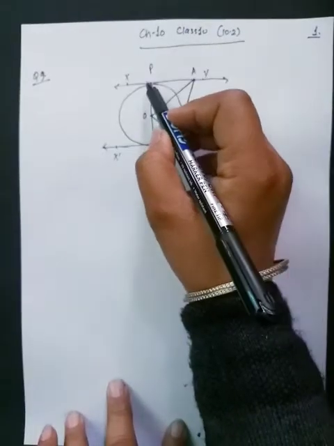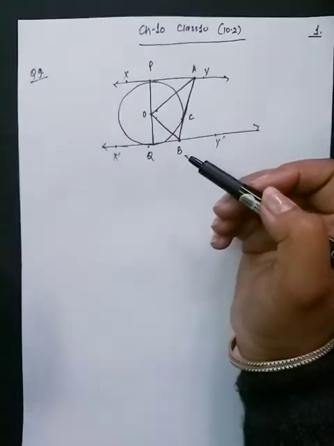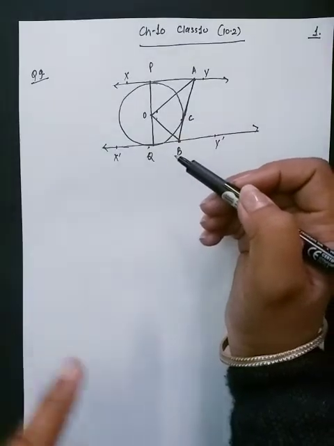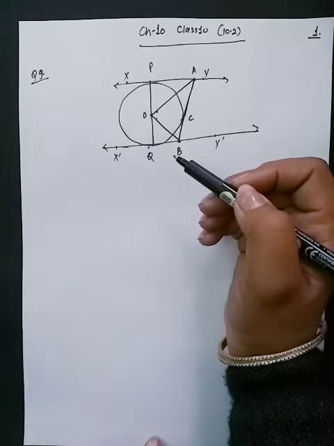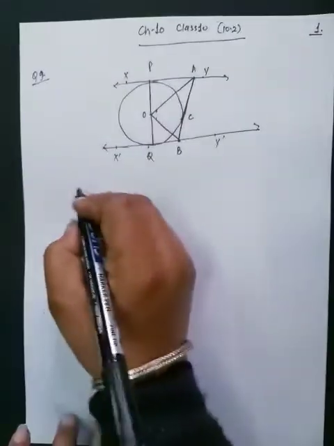Here we can see that XY and X'Y' are two parallel tangents, and we know that the distance between two parallel tangents is equal to the diameter of the circle. So in the figure PQ is the diameter of the circle.